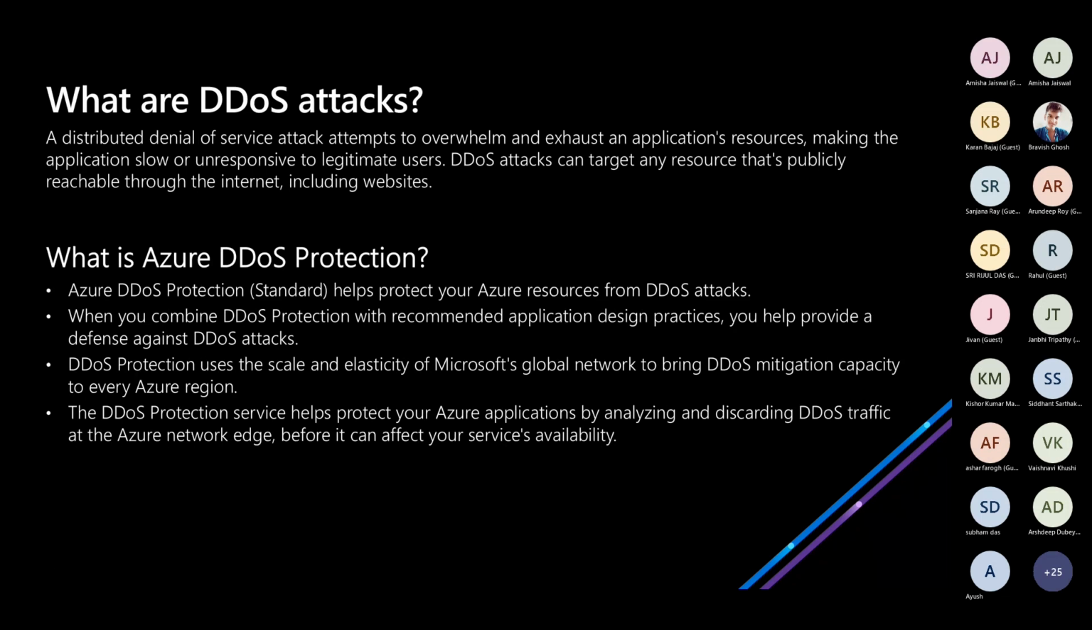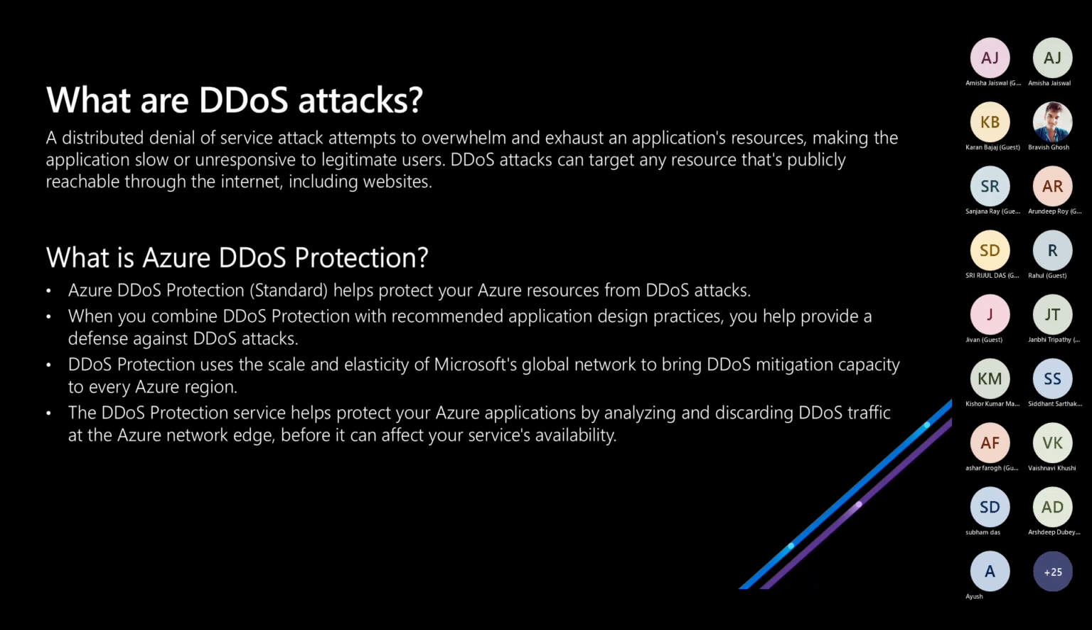Now coming to what are DDoS attacks that we have been discussing so far. A distributed denial of service is DDoS. A distributed denial of service attack attempts to overwhelm and exhaust an application's resources, making the application slow or unresponsive to legitimate users. DDoS attacks can target any resource that's publicly reachable through the internet, including websites.